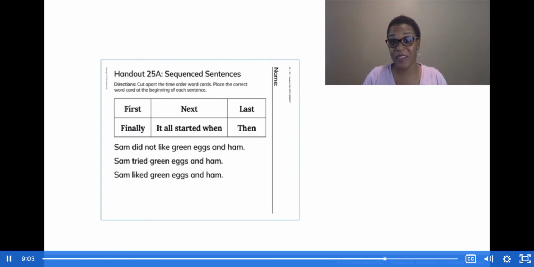Okay. One more sentence. Sam liked green eggs and ham. I want you to point to the word that could be placed at the beginning of the sentence. What word would you place at the beginning of the sentence? Okay. Let's see if your thinking matched mine.